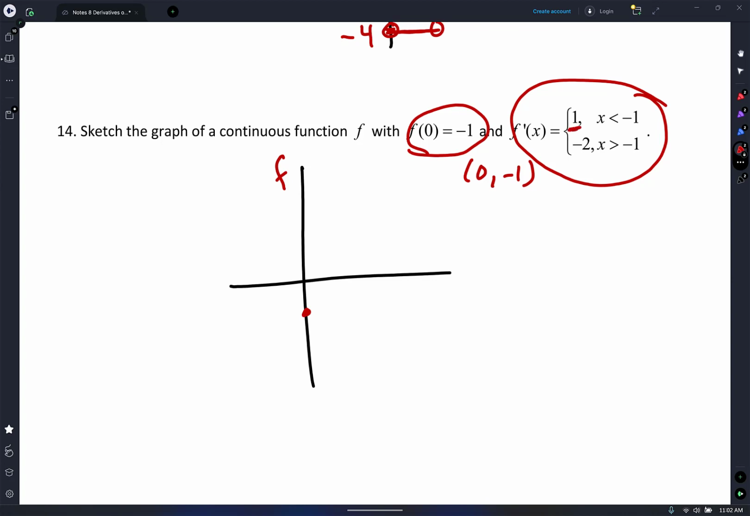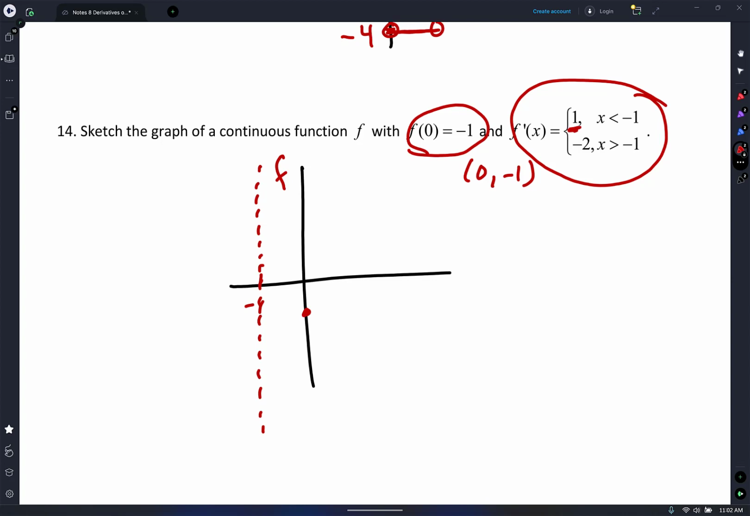It's a constant 1 for x less than -1, and it's -2 to the right of -1. So I'm going to show -1. This is not a vertical asymptote. I'm just putting a dashed line. To the left of that dashed line, I better have a slope of 1. And to the right of that dashed line, I better have a slope of -2.